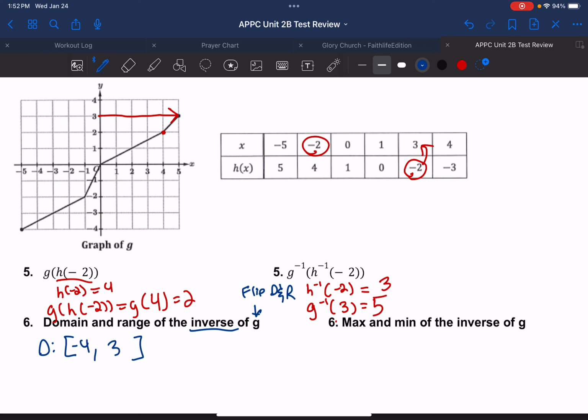Okay, so the domain of the inverse is going to be the range of the original function. Same thing the other way. The range of my inverse is going to be the domain of the original function. So from negative 5 to 5, that is going to be my new range.